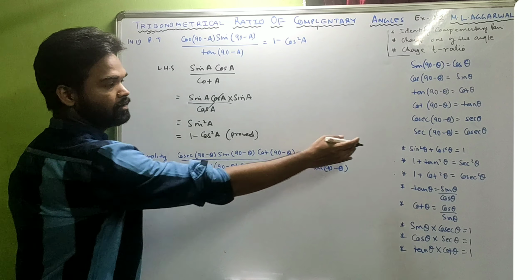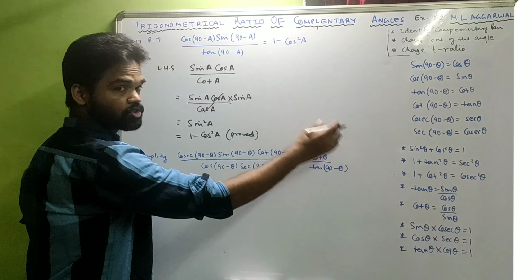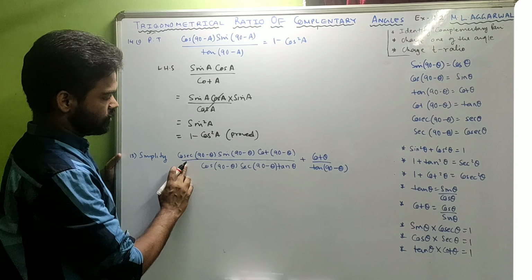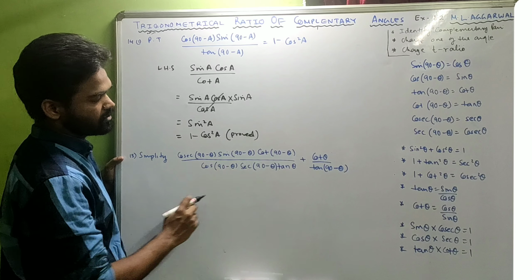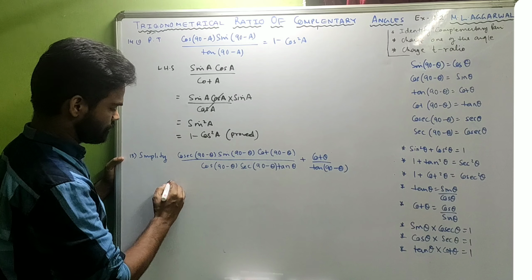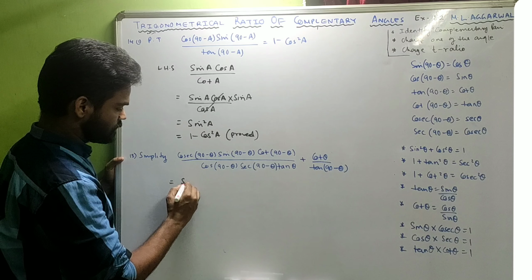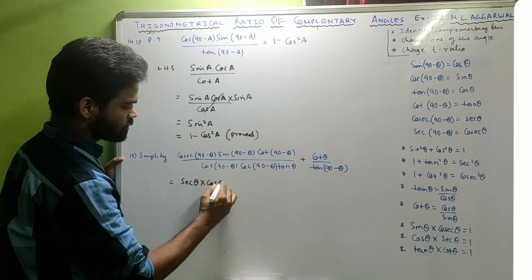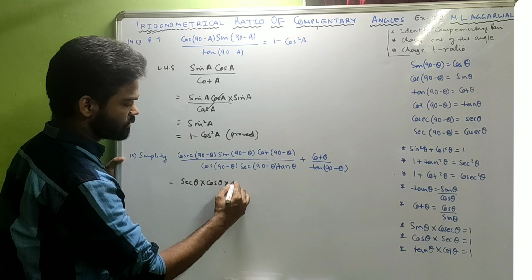Okay, very simple. Look, remember all this formula. The formula should be at the tip of your tongue. Now simplify: cosec(90 minus theta), sin(90 minus theta), cot(90 minus theta). We'll just put the value. See, cosec(90 minus theta) is sec theta, sin(90 minus theta) is cos theta, cot(90 minus theta) is tan theta.